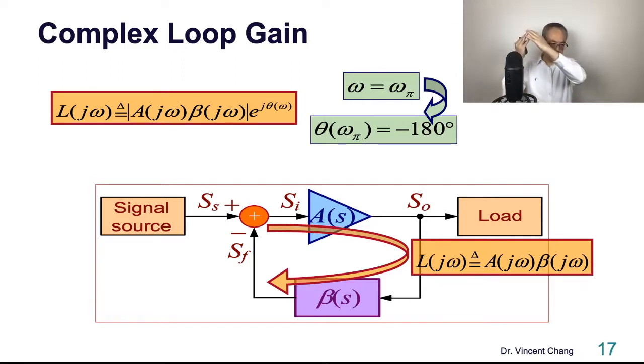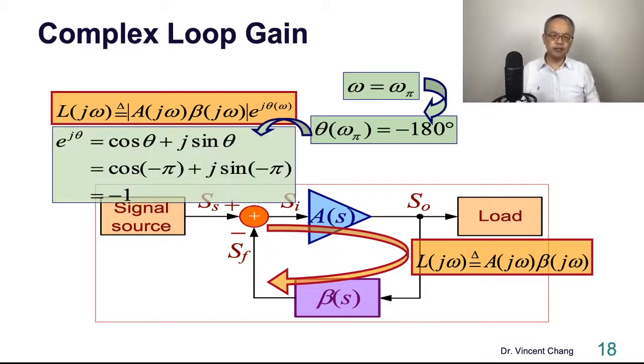So when we change the frequency, the phase will change, right? Let's say we have a specific frequency at which the corresponding phase is negative 180 degrees. This frequency is denoted as omega pi, or omega 180. So why is this important? Why is this special? Of course it's important. Of course it's special. Why?